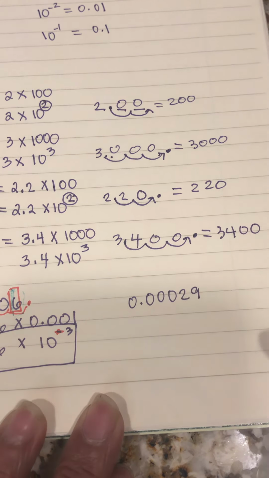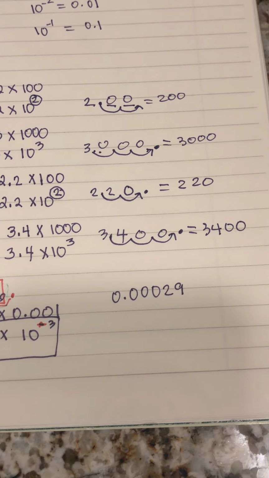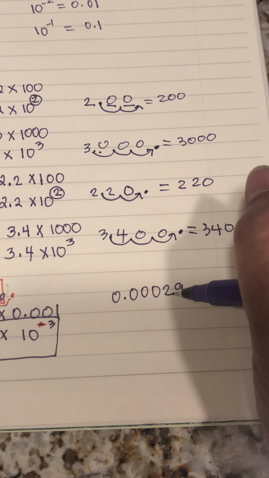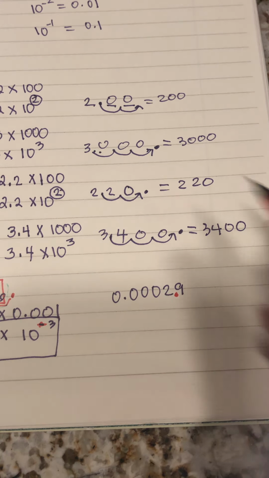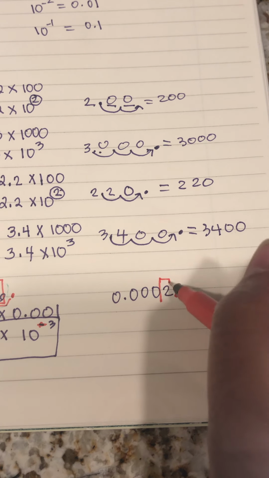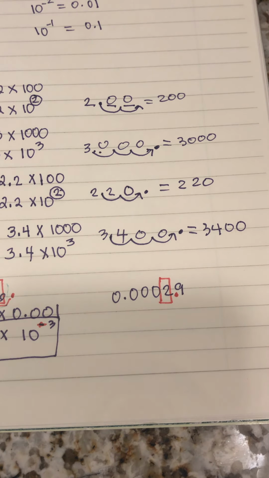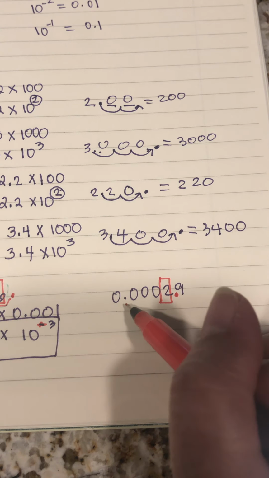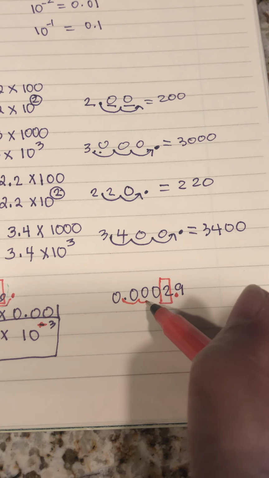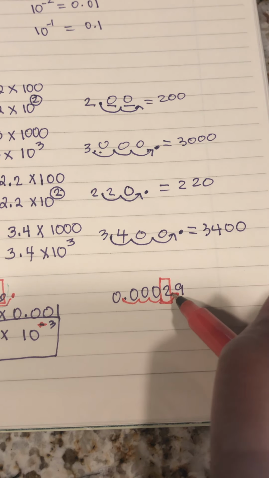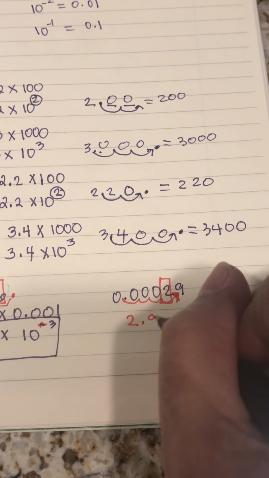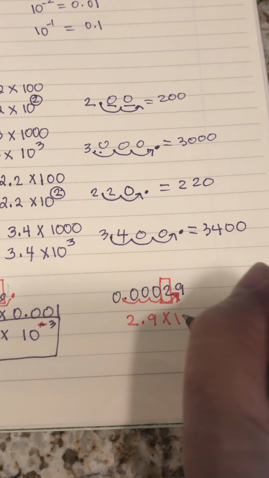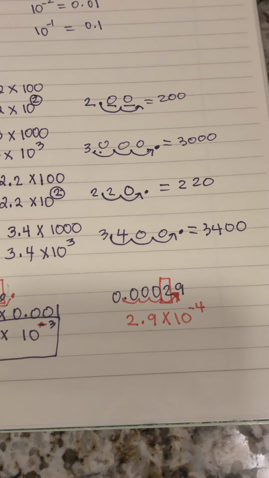0.00029. Okay, so again, you're allowed to only have one digit. So that means I would have to stop right here. Okay, so I need to have my first digit to the left of my decimal point. So that means I would have to move 1, 2, 3, 4. All right, so now it becomes 2.9 times 10 to the negative 4.